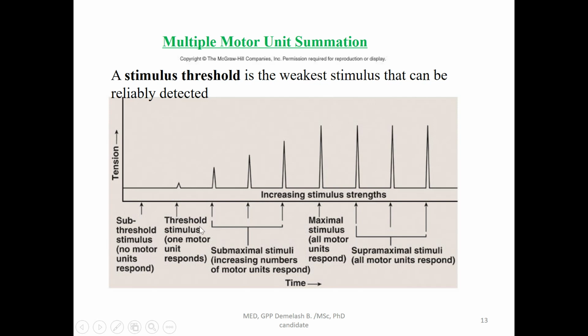With a threshold stimulus, one motor unit will respond, but a submaximal stimulus increases the number of motor units responding, and the firing of action potentials will increase. With a maximal stimulus, all motor units will respond, and in the supramaximal stimulus all motor units will also respond. Also there is a firing of action potential.